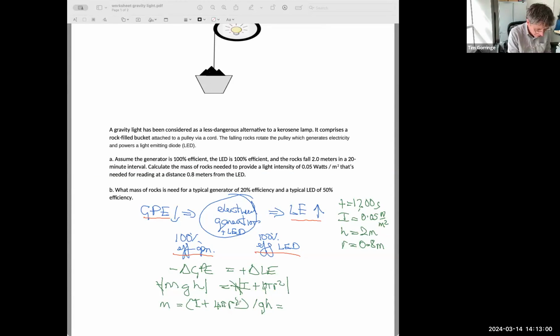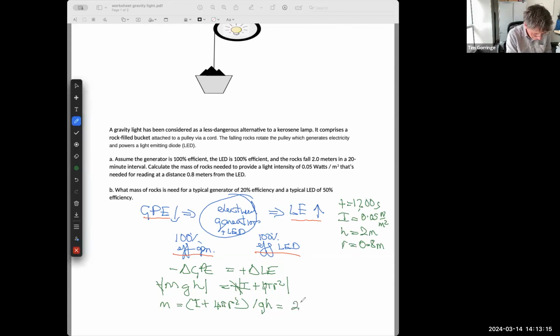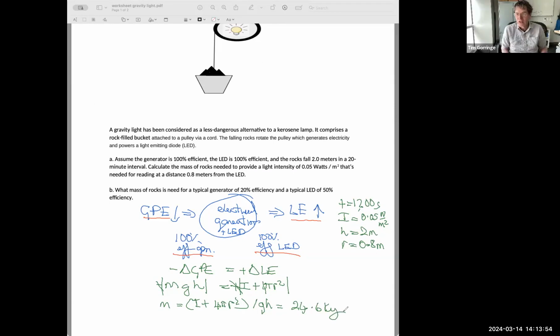Then I'm going to put in the r squared. The r squared will be 0.8 meters squared. And then I'm going to divide by 9.8 meters per second squared and divide by the height that we dropped the rocks, which was 2 meters. Plug in all those numbers, and I got 24.6 kilograms. So that mass of rocks is a significant mass that we have to let fall by 2 meters.